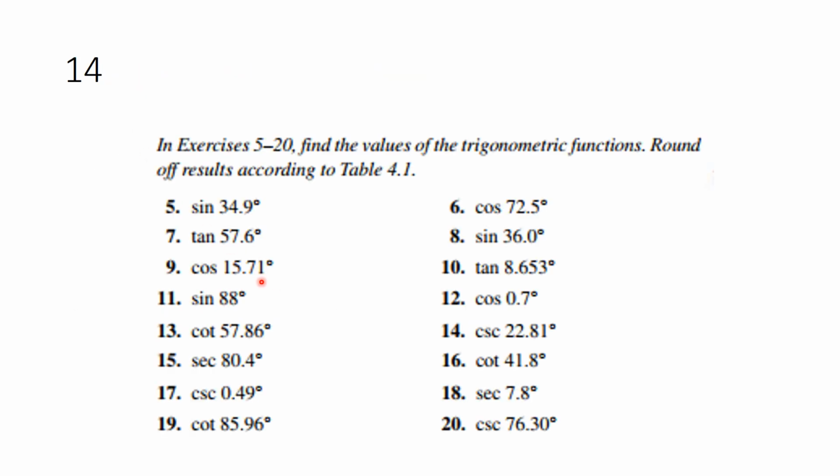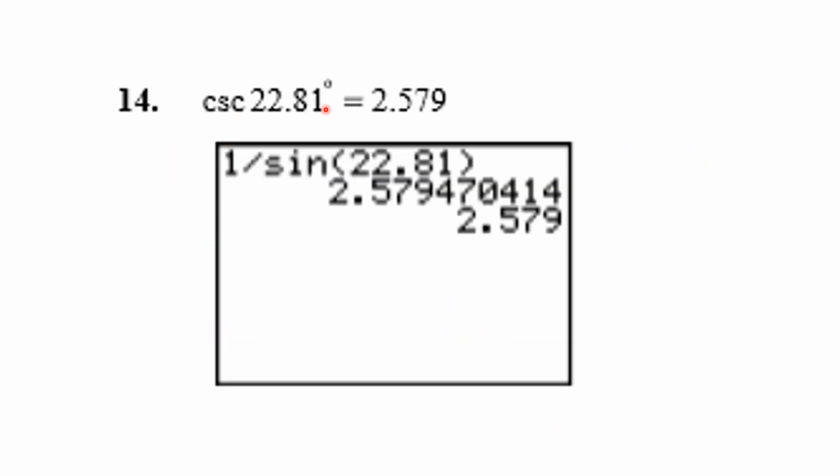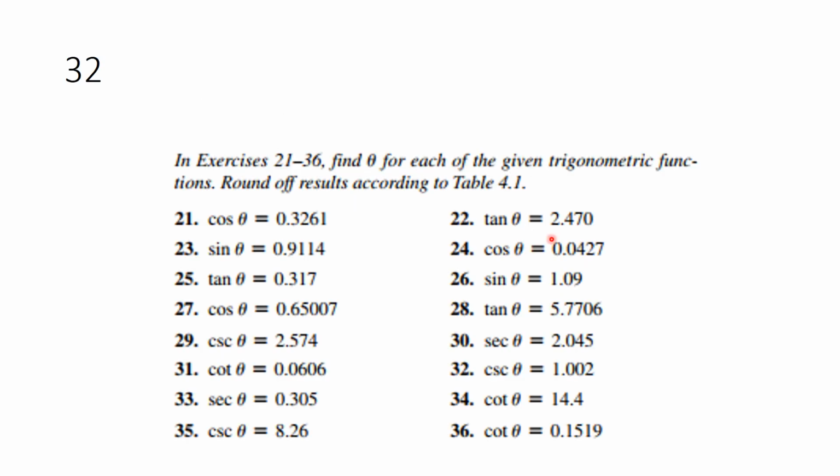So let's look at problem 14. Problem 14 asks us to find the value of the trigonometric function cosecant of 22.81 degrees. You don't have this in your calculator, so you have to realize that the cosecant of an angle is 1 over the sine of that angle. And so we're going to use that to do this calculation. So to find the cosecant of this angle, we have to say it is 1 over the sine of that angle. Your calculator must be set in degrees, and we get this answer, and we round it off according to what they said in table 4.1.